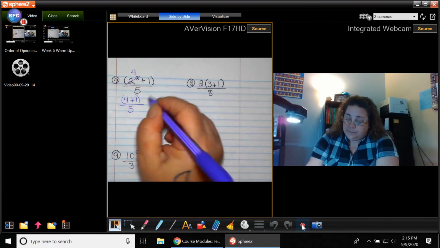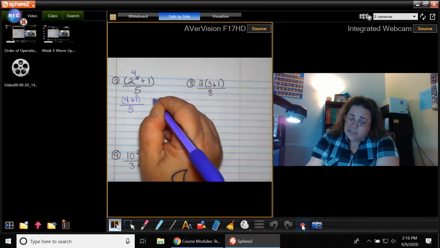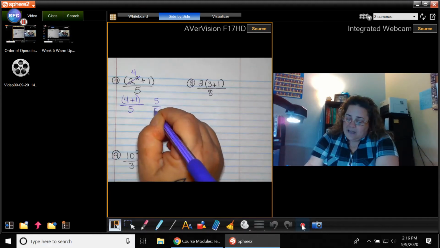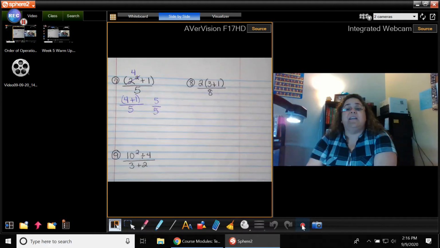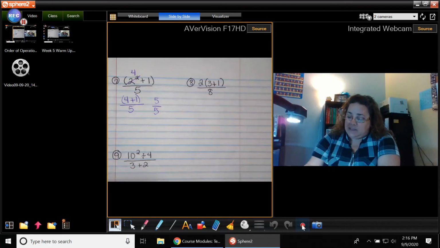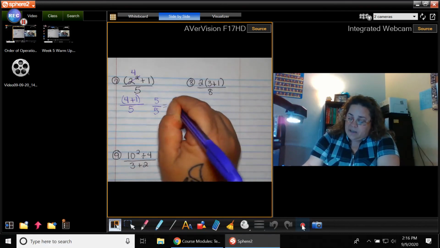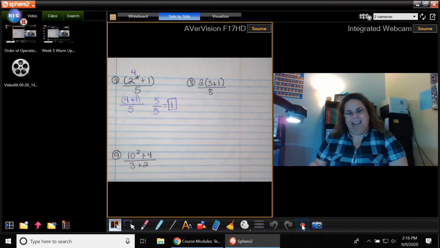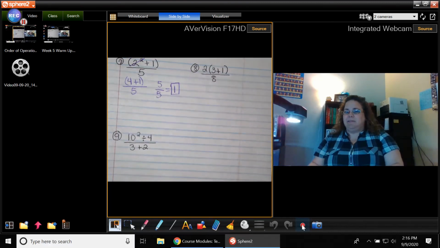Parentheses. So this becomes 5 over 5. Now I have to remember the last step is to divide, okay? So I have to divide 5 into 5, and my answer will be 1. Easy, right? Told you.